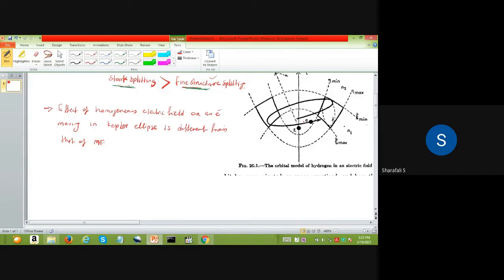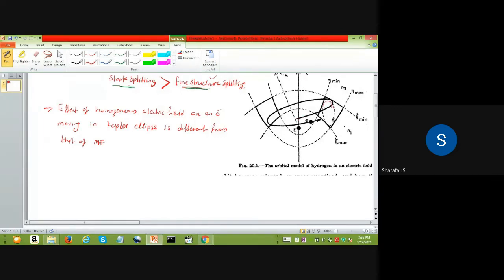Okay? But if you apply a magnetic field, there will be a change in its angular momentum direction, but it will not have any kind of unclosed orbit. It will always have a closed orbit when you apply a magnetic field. Okay.